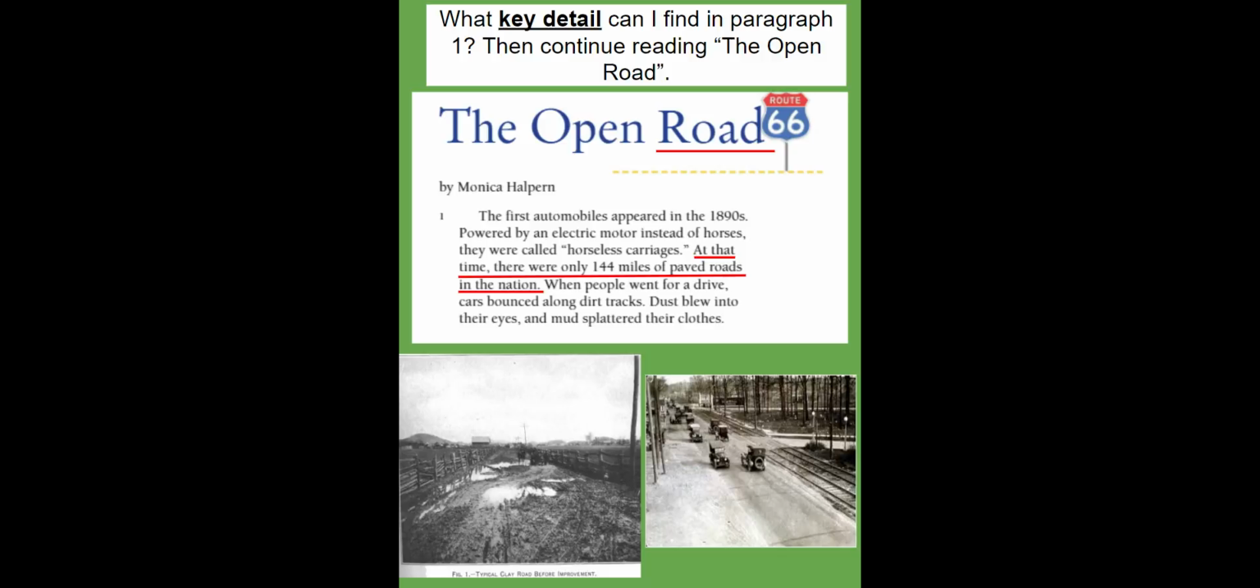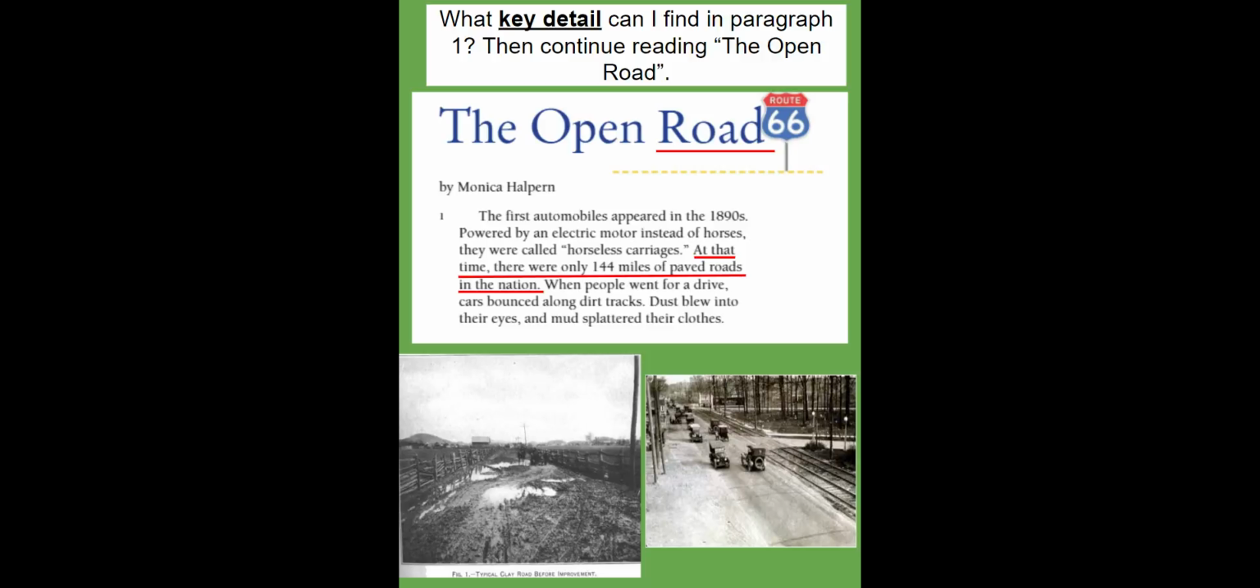This first sentence really isn't talking about roads, it's mentioning automobiles, so I'm going to continue reading. Powered by an electric motor instead of horses, they were called horseless carriages. Again, not talking about roads, just talking about horseless carriages. At that time, there were only 144 miles of paved roads in the nation. This sentence begins to talk about roads. I think I found our first key detail, so I went ahead and underlined that.